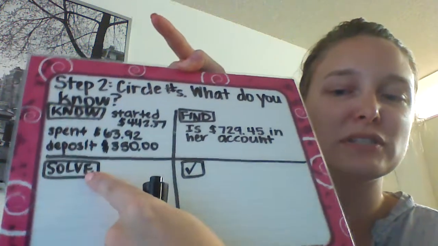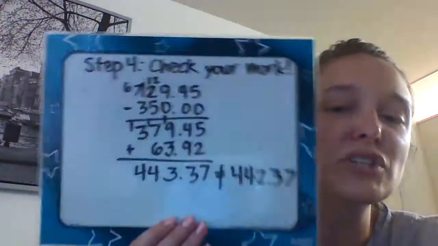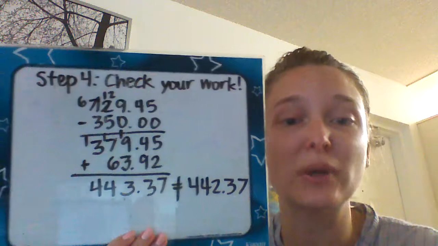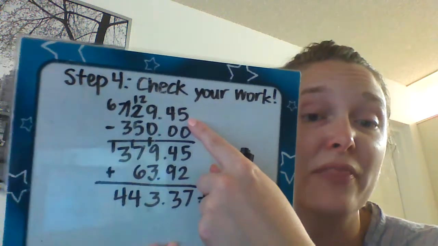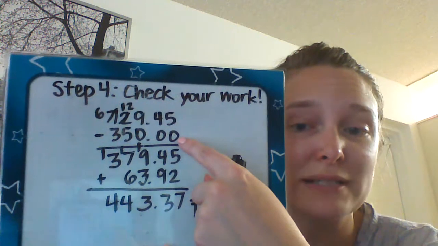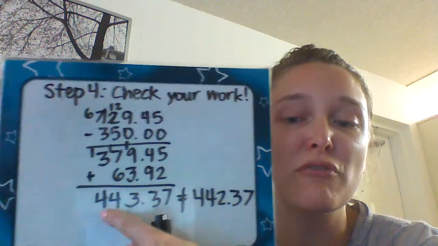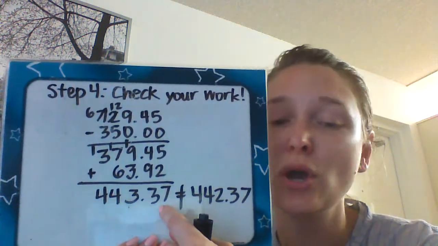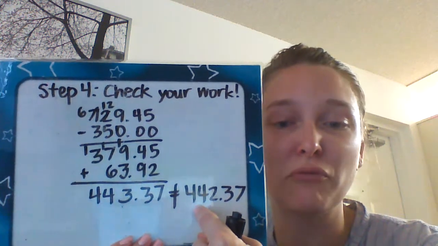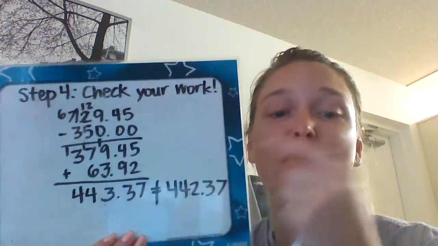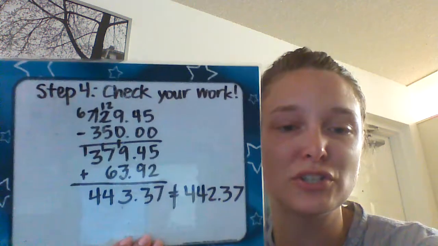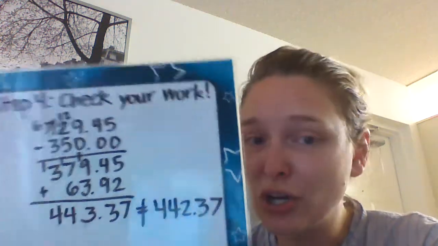So after we solve our work in this box, we check to make sure it's correct. The way I decided to check my work is to try a different strategy. I started with what she thought she had at the end, and I took away her deposit. Then I added back in the check, and I got $443.37, which does not match her starting total of $442.37. If her math were correct, these two would match. So I know that she is not correct. For sure, Mrs. Freeman is wrong about the money that she has in her account.